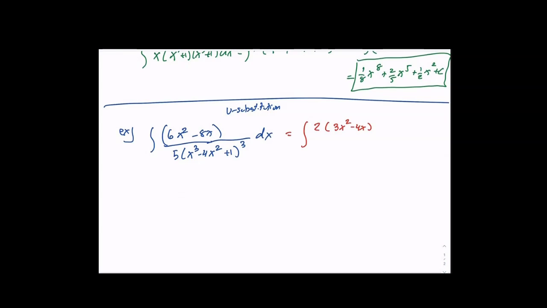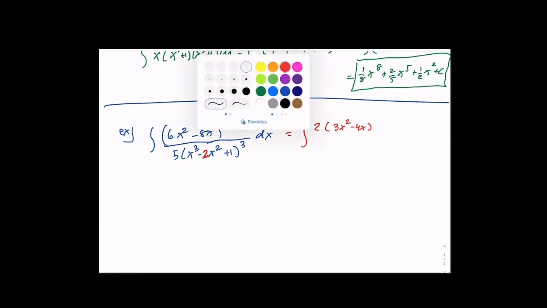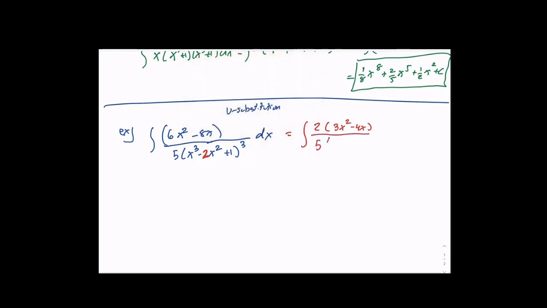The bottom, sorry, I gotta fix this part. The bottom down here was supposed to be a 2. That's on me. Please fix this right here. Over 5 parentheses x cubed minus 2x squared plus 1 cubed dx.